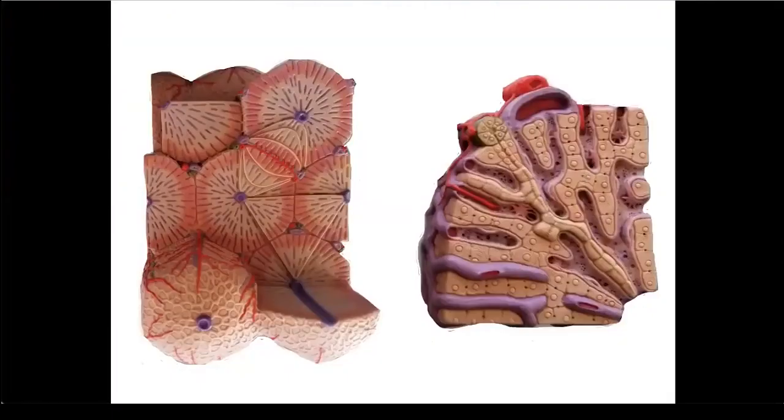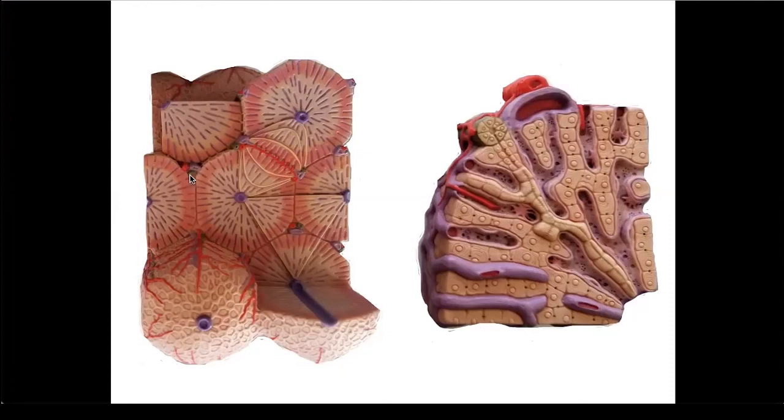This is the microscopic anatomy of the liver. The liver consists of repeating functional units called lobules. They are 6-sided structures. This is a lobule. At each corner of the angles, you will have a portal triad consisting of 3 tubes.